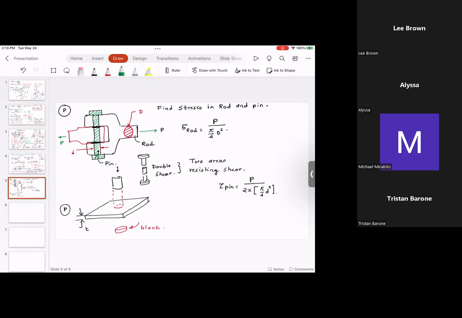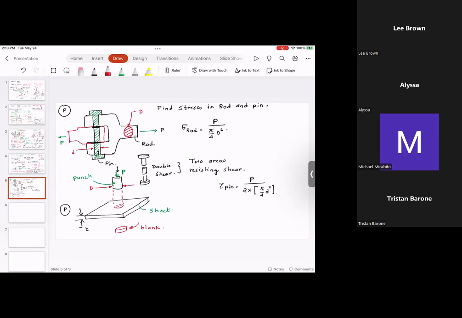And if the load on this punch is capital P, this is called the punch. This is called the sheet. So if the punch diameter is capital D, when the punch comes in contact with the sheet, there are compressive stresses. But if you look at the way the sheet is going to fail, it's going to fail in shear.